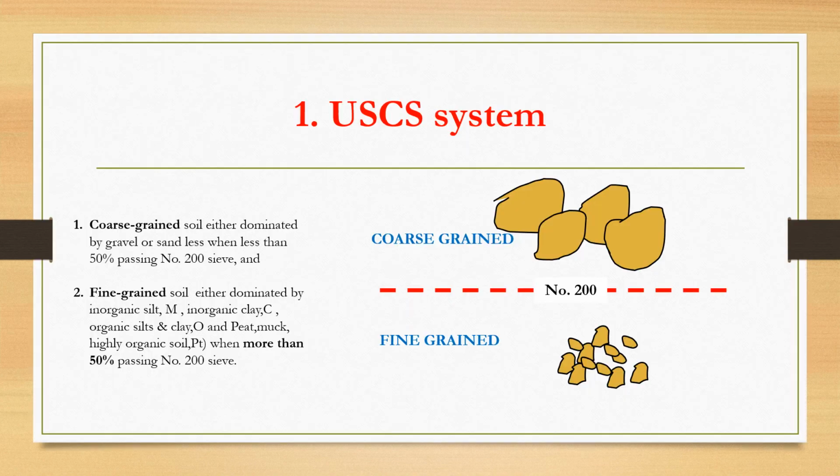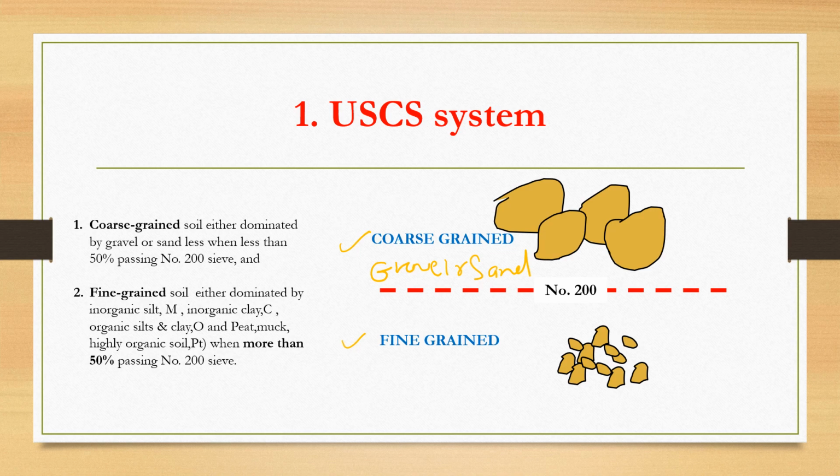The original form of this system was proposed by Casagrande in 1942 for airfield construction during World War II, and the system classified soil into two broad categories. Okay, similar to the previous discussion, they have coarse grain and fine grain. If you're talking about coarse grain, it means it is dominated by what? Gravel and also sand.